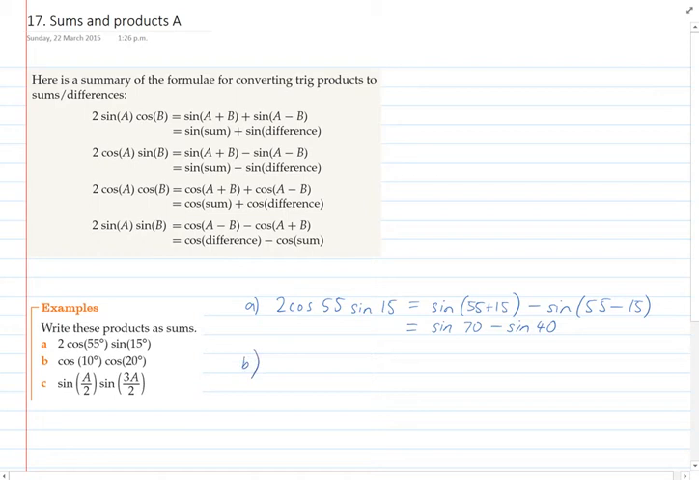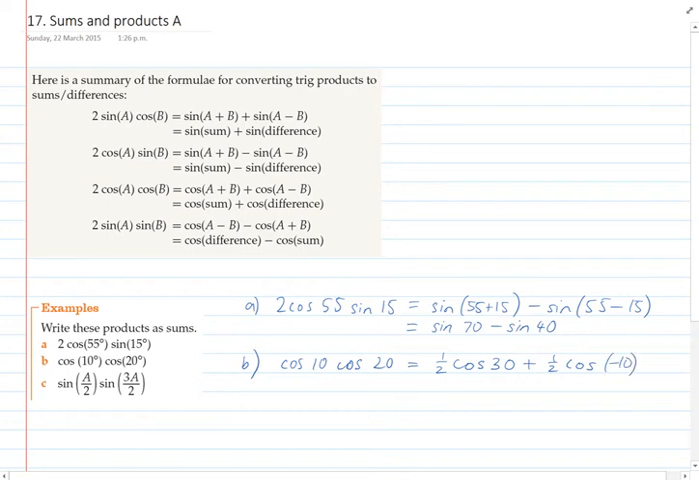Okay, question B, we've got cos and cos, so this one here is cos and cos, and we'll just notice here that there's no 2 coefficient, whereas that does have a 2 coefficient. So we just have to bear in mind that if we're not going to have a coefficient of 2 here, then we'd have to divide both sides by 2. So whatever our final answer is, we'll have to put a half in front of it. So cos 10 times cos 20 is going to be equal to a half cos 30 plus a half cos negative 10.